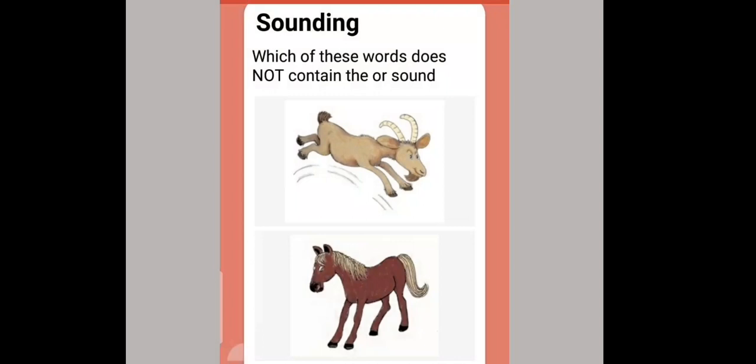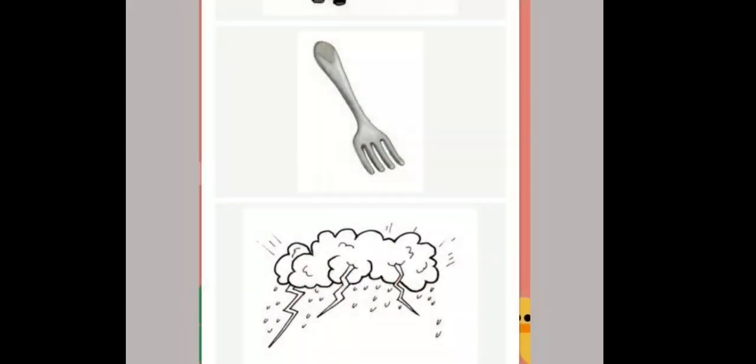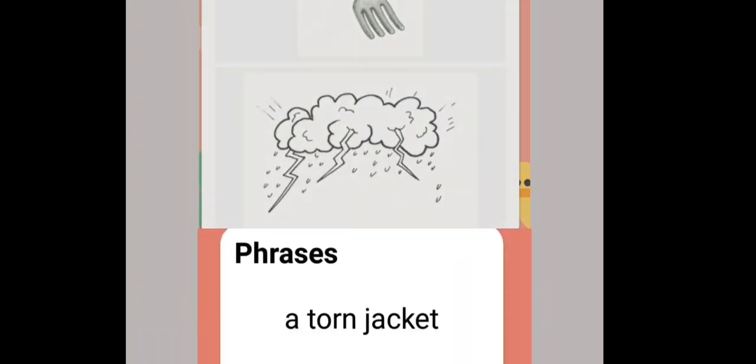Now the first picture, goat, we are going to cross it out because it doesn't have the sound "or". Horse has the sound "or". Fork has the sound "or". Storm has the sound "or". So we will cross out goat because goat doesn't have the sound "or".